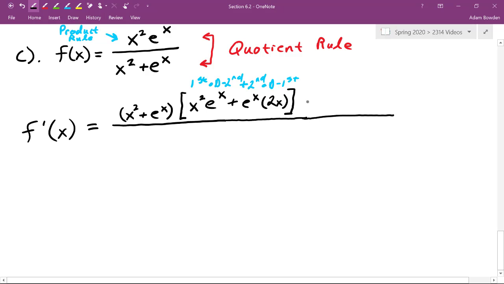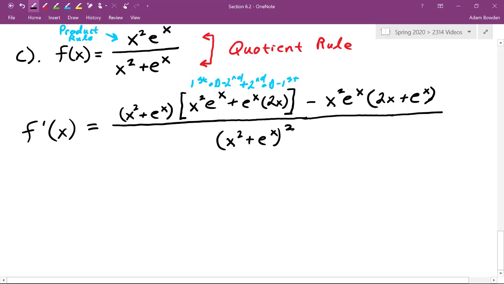Low d high minus high d low. And the d low part will start with 2x for the derivative of x squared, and then derivative of e to the x is still just there as e to the x, all over the square of what's below. Okay, so now we finally set this thing up in a way where we've taken the derivative by the quotient rule and by the product rule. So now it's going to be an exercise in trying to simplify this thing down as much as possible.